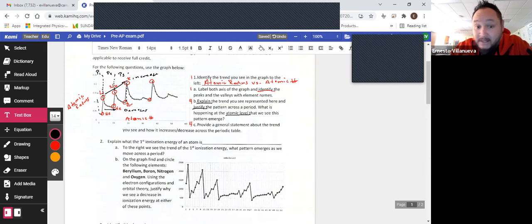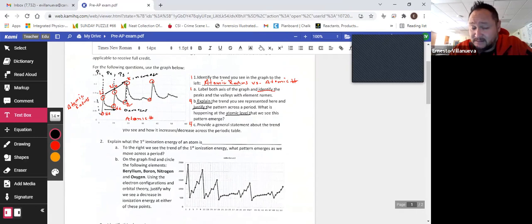Again, you didn't need to write a novel, didn't need to form an entire page of a solution. You just need to explain it in a concise way, in complete sentences, what it is that we're seeing on the pattern that we're exploring.